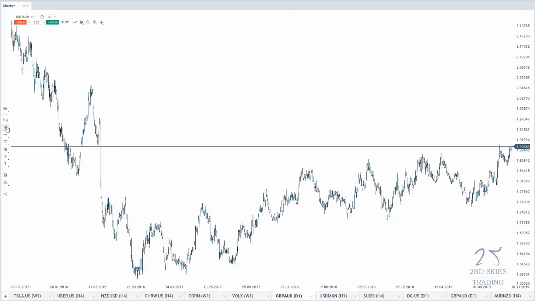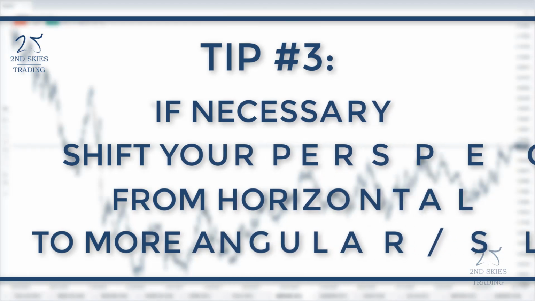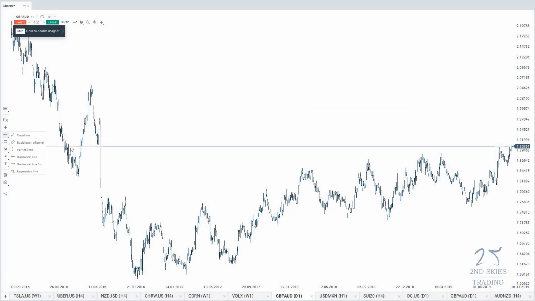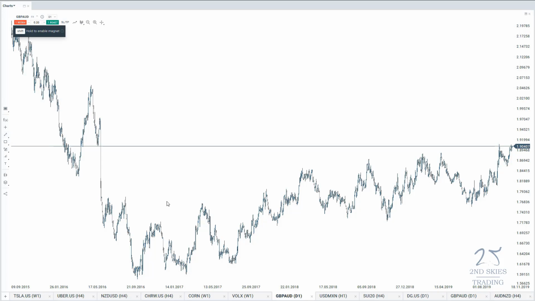It's always moving. When you find that horizontal support and resistance levels aren't quite matching up, this is the third tip and strategy: to shift your perspective from the horizontal to a more vertical or angular, sloping way of looking at it. So if you find that horizontal levels aren't quite working so well, it worked here, but didn't work here. Definitely didn't work here. Definitely didn't work here. Violated here. You know, a little bit here and here, but gets blown past here. So when you find that horizontal levels are not working well, then shift to a more vertical or sloping style of looking at the price action.